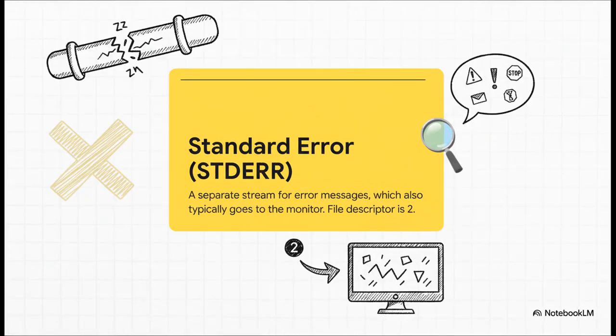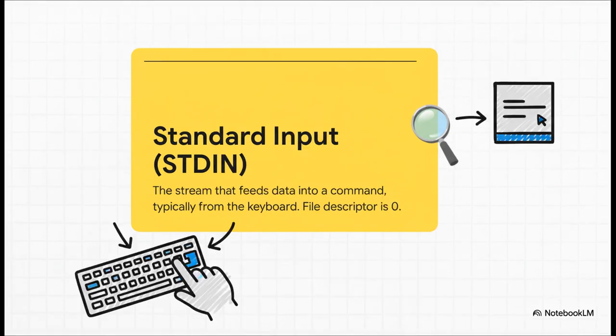Then you have standard error, or stderr. This is a totally separate channel, file descriptor number 2, and it's just for problems. Error messages, warnings, permission denied, file not found, all that stuff. Now, it also goes to your screen by default, but the important thing to remember is that it's a completely different stream than stdout. And finally, there's standard input, stdin, which is file descriptor 0. This is the stuff you're feeding into the command. By default, it's just your keyboard. When you type something into a program that's waiting for input, you're sending it data over stdin.